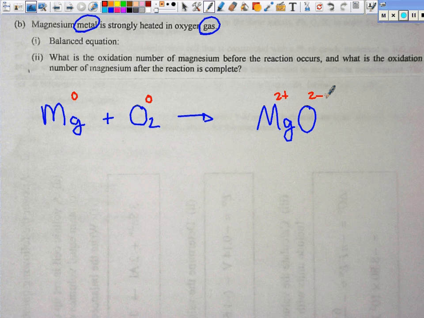And now, last part, is it balanced? Nope. So I need what? 2 here, 2 here.